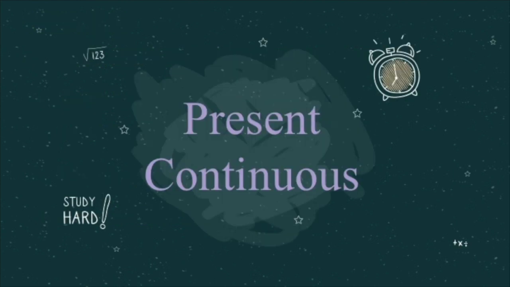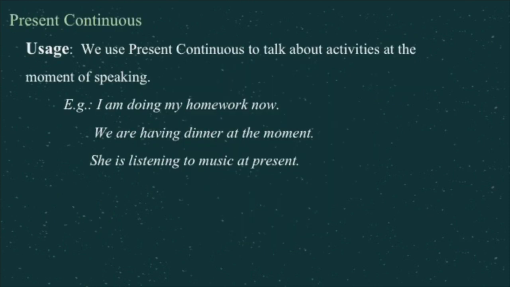The last tense that we review today is present continuous, thì hiện tại tiếp diễn. So, what is the difference between this tense and present simple? Well, we use present simple to talk about something that is true or habits or fixed time, right? But we use present continuous to talk about activities that are happening at the moment of speaking. Một hành động đang diễn ra, một hành động xảy ra ngay thời điểm nói.